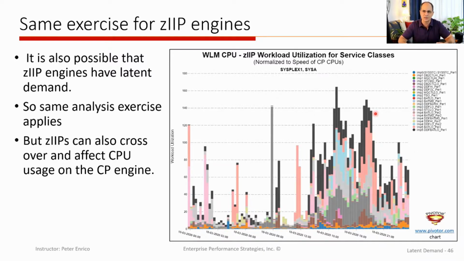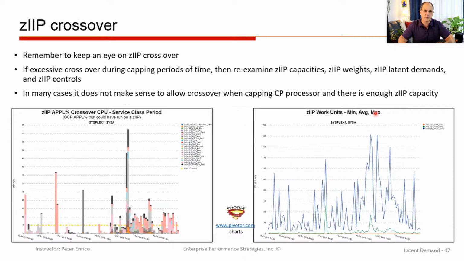We want to find out who's using the zips. But what you also want to find out in doing a latent demand exercise is you want to examine your zip crossover. Because what's happening here is that this happens to be an environment with a very healthy zip utilization, and there is work crossing over, and we do have honor priority turned on, which means now we have higher importance work running at high CPU dispatching priority that could have run in the zip engine, but now because we have honor priority turned on, is going to run in the CP engines at the dispatching priority of that high importance work, which is then pushing the lower importance work downward further and limiting its CPU.